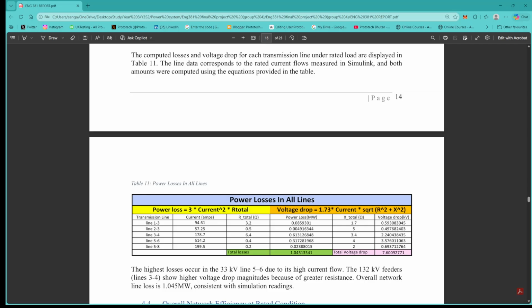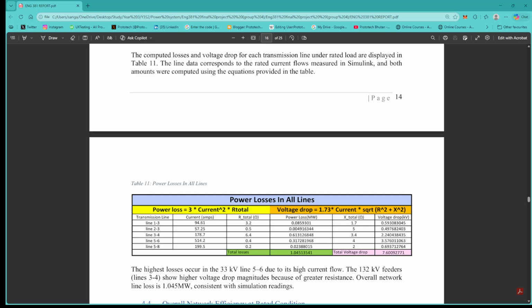The 200 kilometer line, being the longest, has the highest voltage drop of 3.5 kilovolts, and we found that the total network line loss was approximately 1.04 and the voltage drop is 7.6 kV.